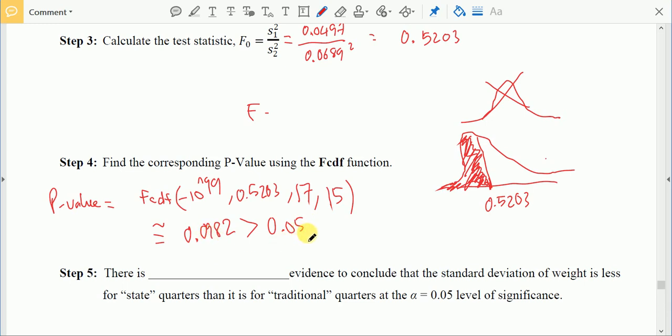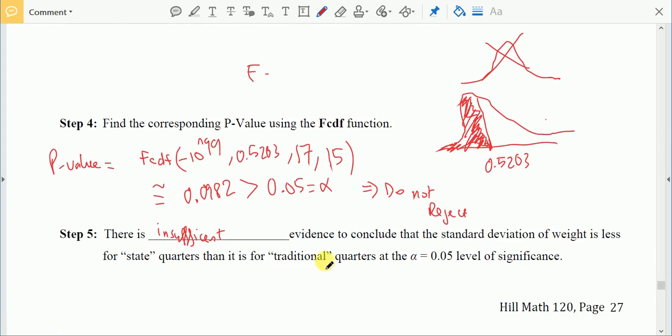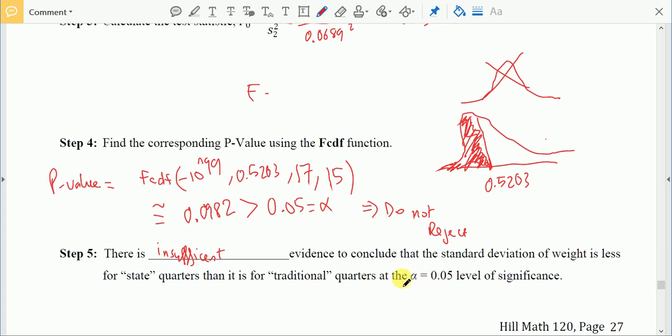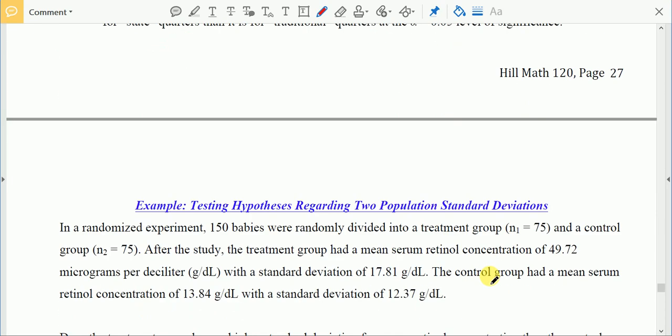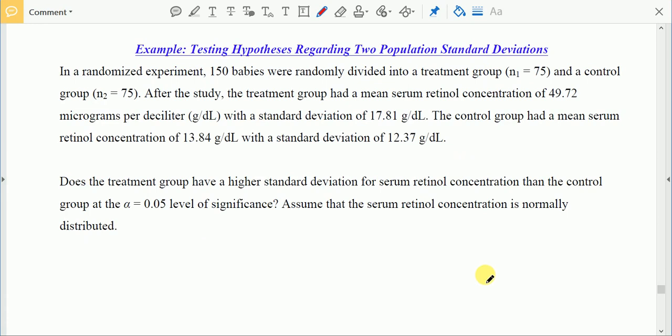And this is bigger than 0.05, which is the alpha. So because this is bigger, we do not reject. If we do not reject, that means there is insufficient evidence to conclude that the standard deviation of the weight is less for the state quarter compared to the traditional quarter at the 0.05 level of significance. Okay, that's the end of that example.